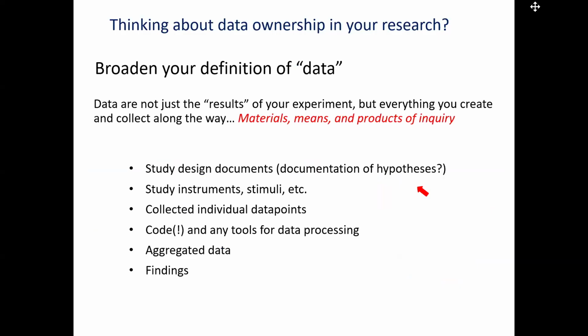One other thing we should do is broaden our definition of data. It's not just results of your experiment, it's the materials, the means, and products. So study design documents, the instruments, the collected individual data points, the code, which is really underrated. All of the code that goes into analyses is, in essence, a big part of the data stream. Aggregated data, and of course, the findings. So maintaining confidentiality is an ultimate goal in ethical science. It's something we really need to be doing.